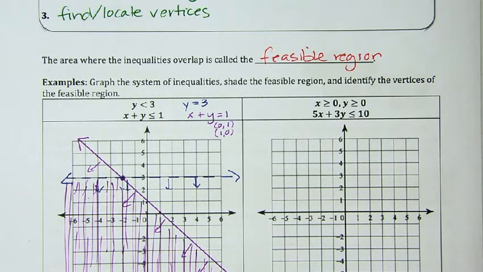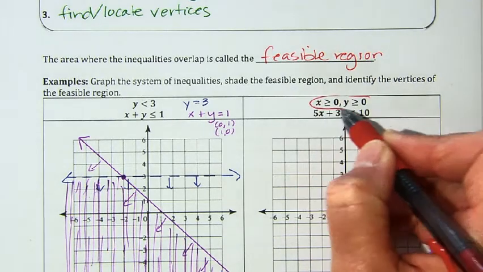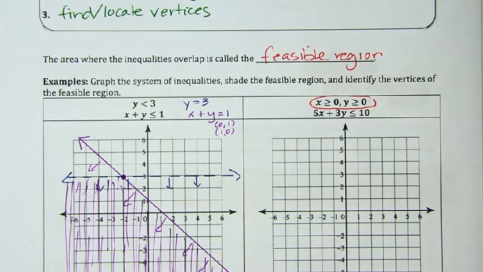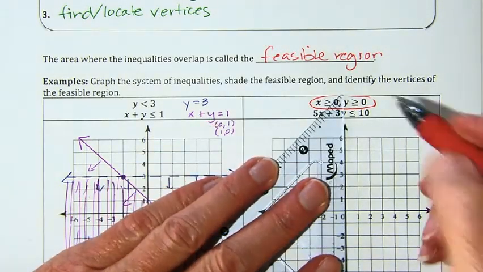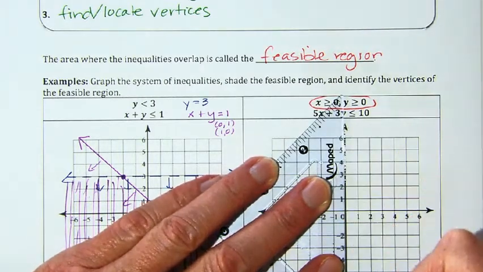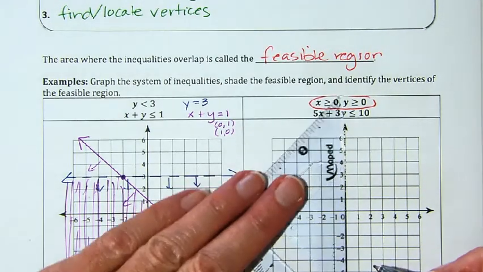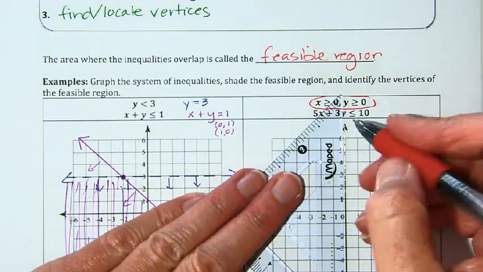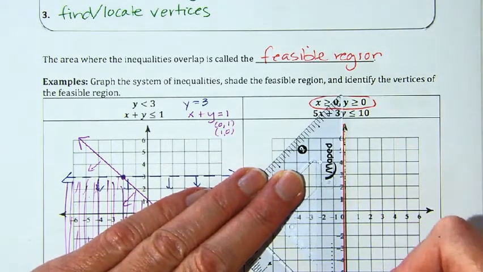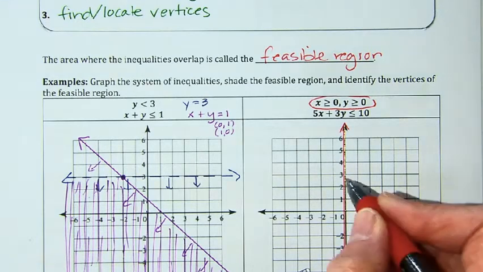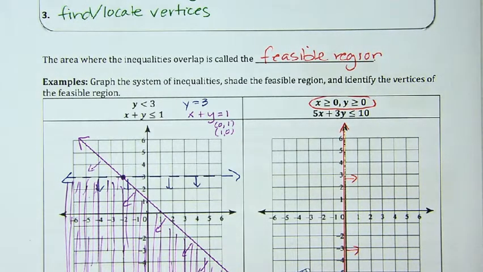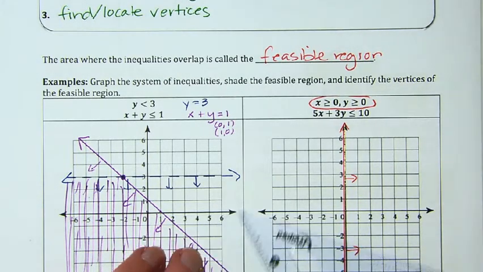All right, now my next inequality system has, these ones are very common. X is greater than or equal to 0, and y is greater than or equal to 0. Well, x is greater than or equal to 0 is actually a vertical line. This is x is equal to 0, and x is greater than 0 going to the right.